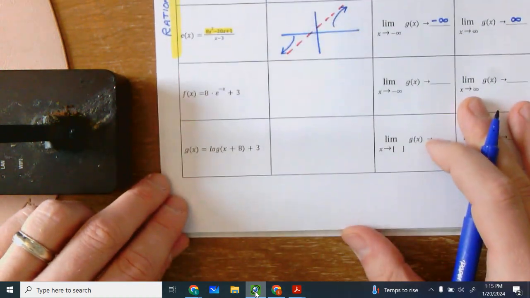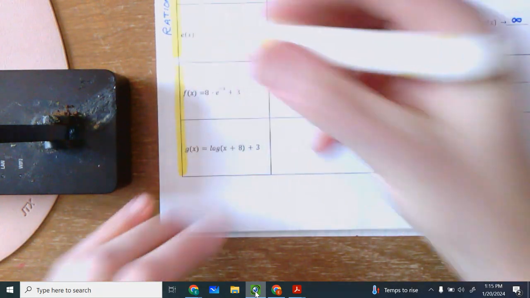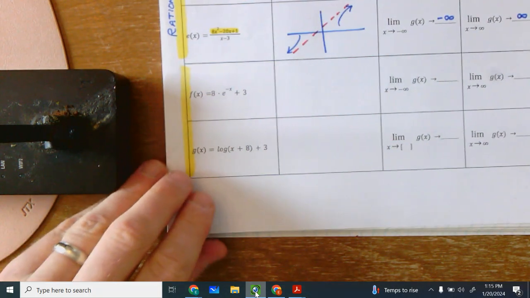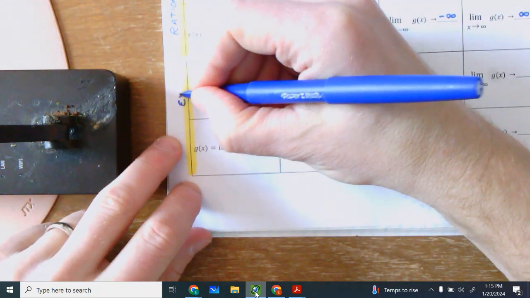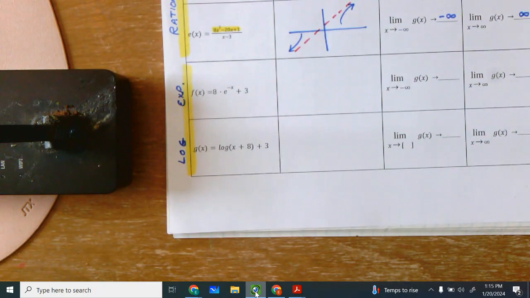Moving along, the last two right here are our exponentials and logs. Okay, so specifically, we have an exponential right here. We have a log right here.